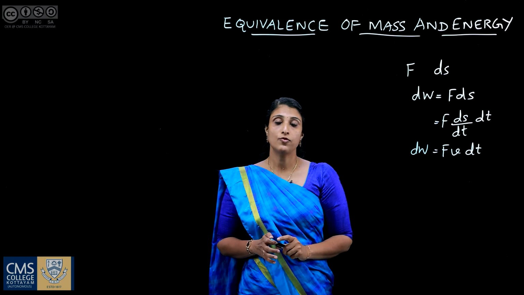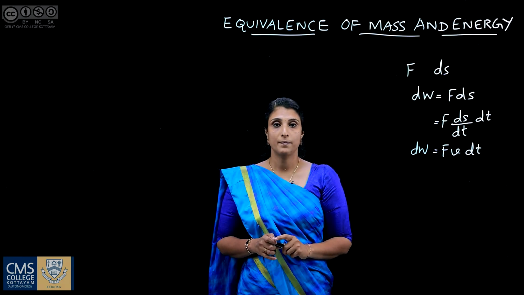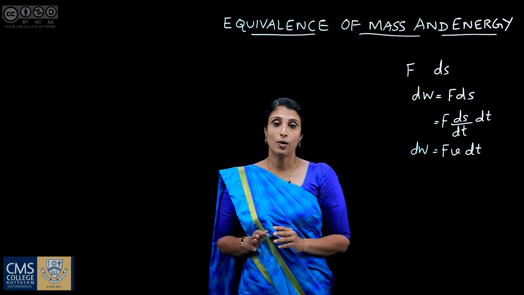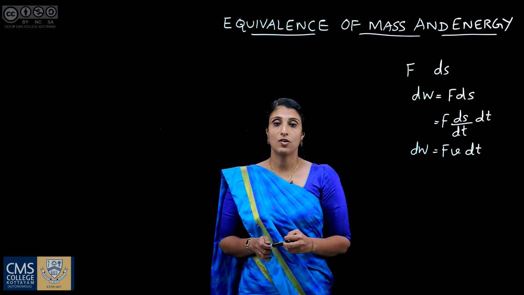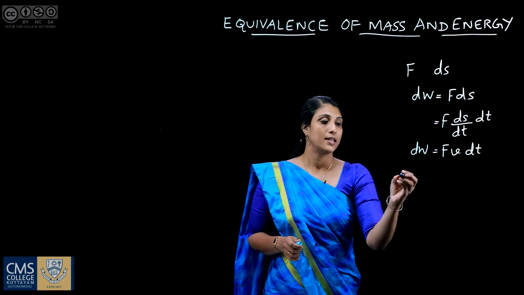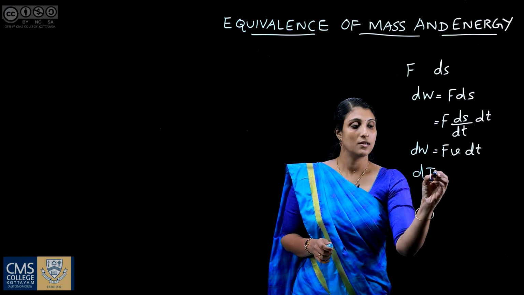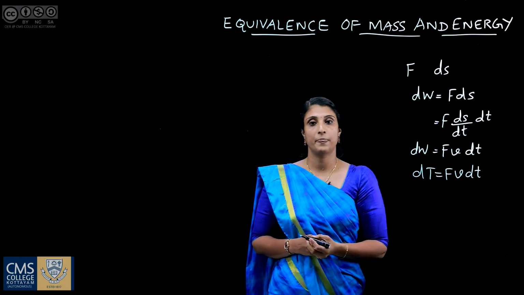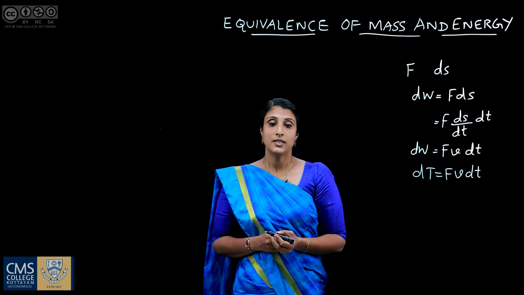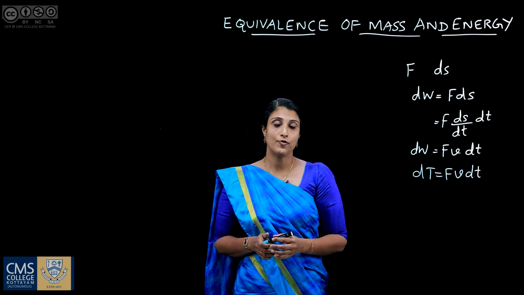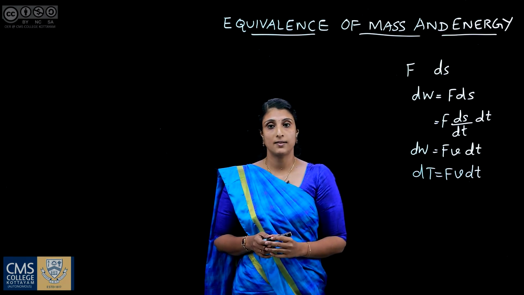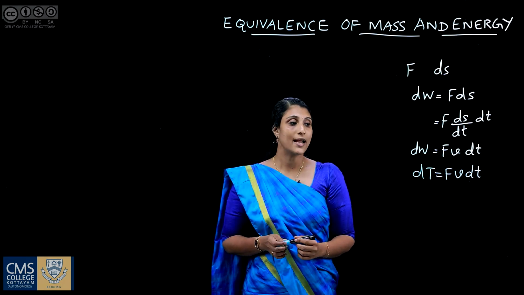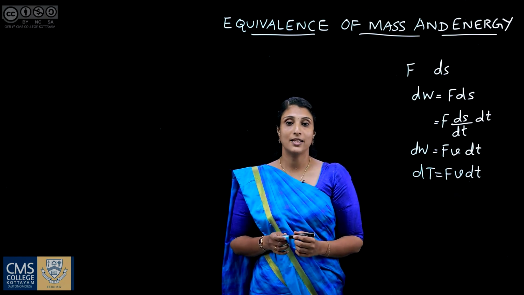If no other force acts on the object, and if the object is at rest, all the work done on it becomes equal to the kinetic energy, that is dT equals F v dt. In general, the force F is not a constant. So, the total kinetic energy can be taken as the integral of dT.